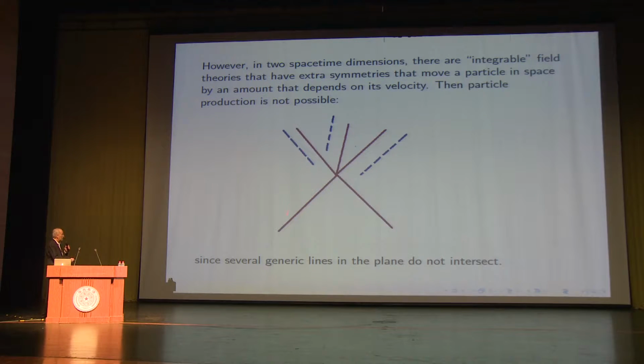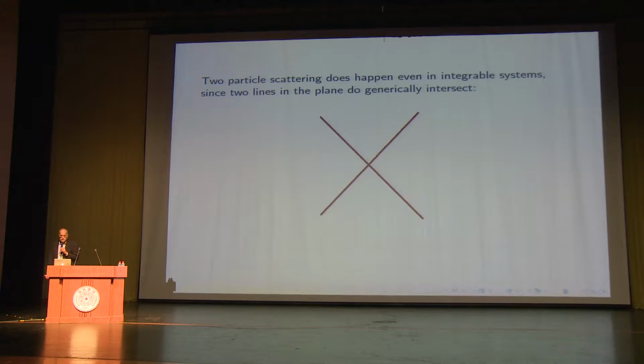Therefore, after applying a symmetry to the final state and also the initial state, you take this 2 going to 3 process, which in an ordinary quantum field theory makes sense. In a theory that has a symmetry that moves particles by an amount that depends on their velocity, the picture doesn't make sense, or more exactly, the symmetry can transform it to a picture that doesn't make sense. So in these systems, which are called integrable systems, there's no 2 going to 3, but there still is 2 particles elastic scattering because 2 lines in the plane do generically intersect. Even if I move one by some amount parallel to itself, it'll still intersect the other, and the picture will still make sense. Actually there I've moved both of them by different amounts, but the picture still makes sense.